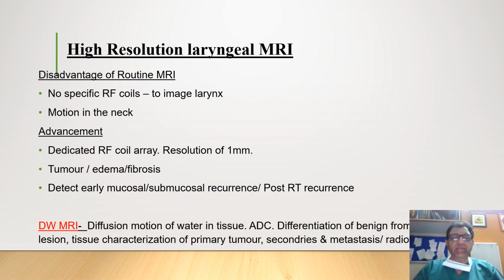So diffusion weighted MRI, where the diffusion motion of water in tissue is detected, and ADC values easily differentiate between a benign and malignant tumor, characterized by its water content, and the primary tumor, secondaries, and metastasis can be easily seen with diffusion weighted MRI.